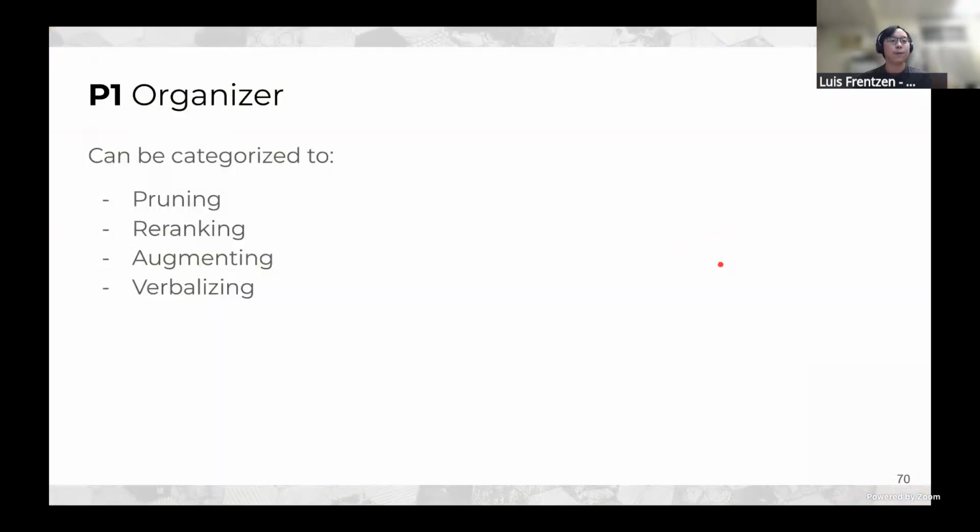So the first part is the organizer. With the organizer, we want to organize how our data is presented after we retrieve it. Maybe our data is documents, but in this case, our data is the subgraph or the retrieved KG. So how can we organize it so that we get the most performance, or the most information, from our graphs? It can be further categorized into four types according to the review: pruning, re-ranking, augmenting, and verbalizing. I'm going to give you a brief overview of each of them and a few examples.